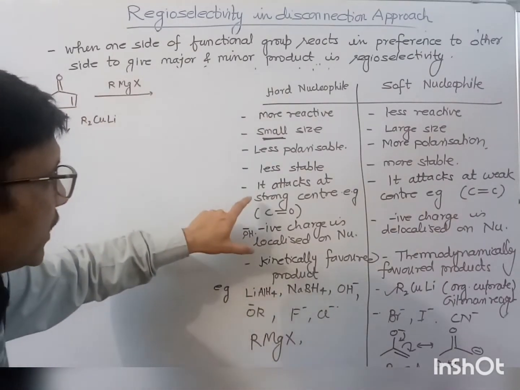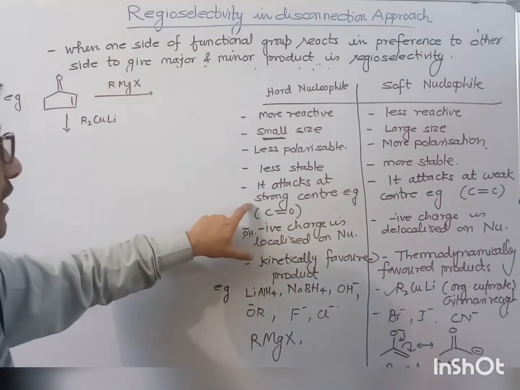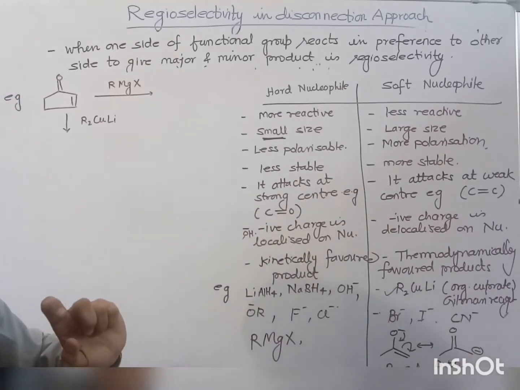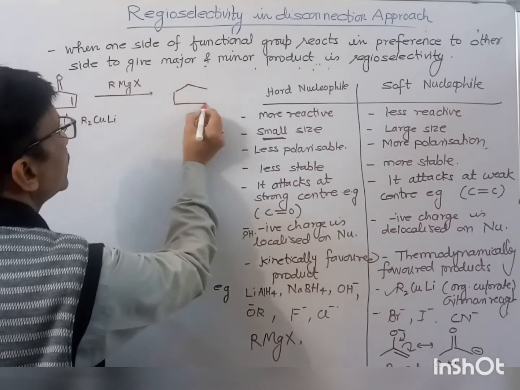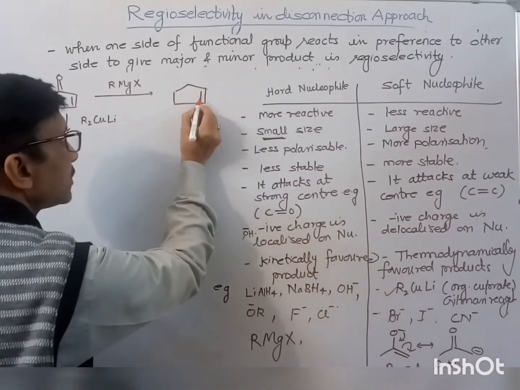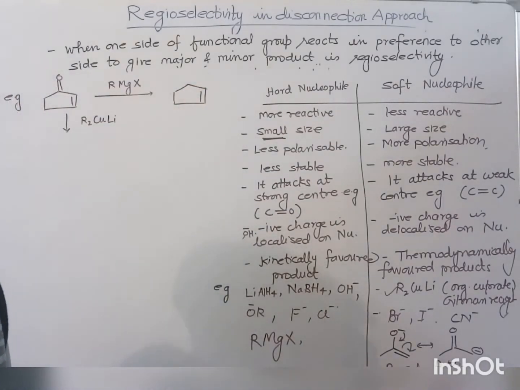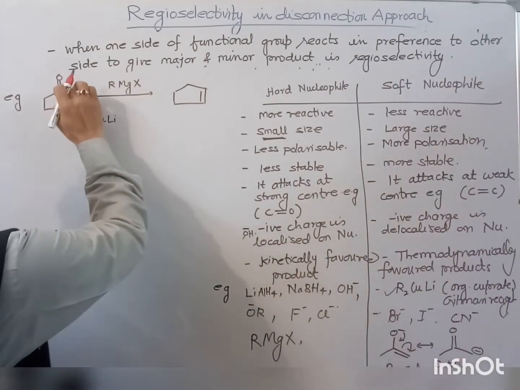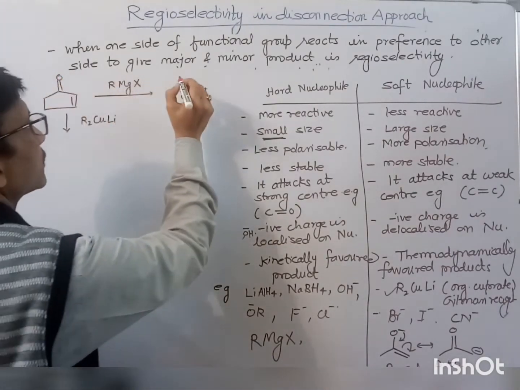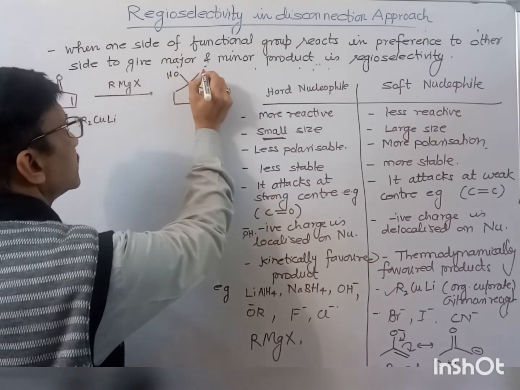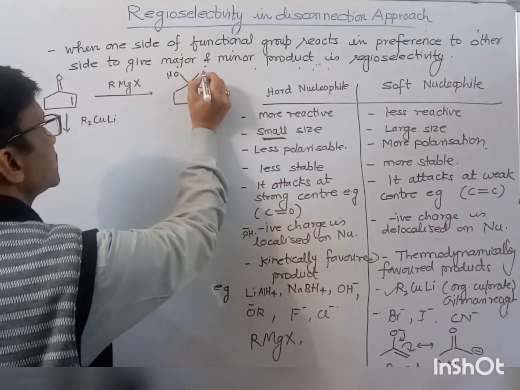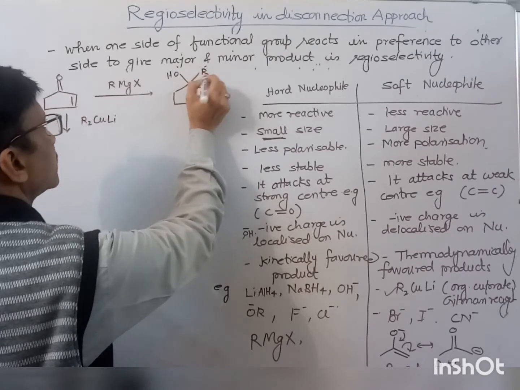As you know, this RMgX is a hard nucleophile. A hard nucleophile will attack at a hard center, that is the carbon oxygen double bond. So here the carbon carbon double bond will remain intact, whereas the attack will take place at the carbon oxygen double bond, and you will get the final product.